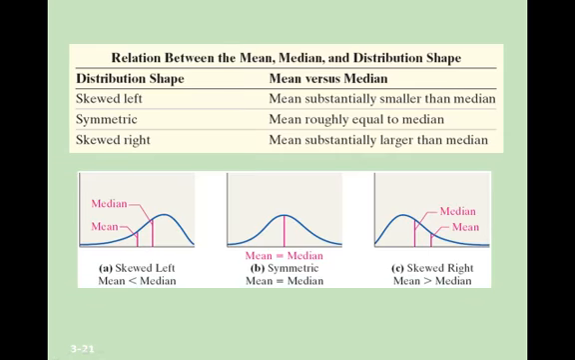Let's look at this relation between the mean, the median, and our distribution shape. If the shape is skewed left, as we see in our picture A here, then the mean is substantially smaller than the median. If our shape is symmetric, as we see in picture B, then the mean is roughly equal to the median. And if it is skewed right, as we see in picture C, then the mean is substantially larger than the median.